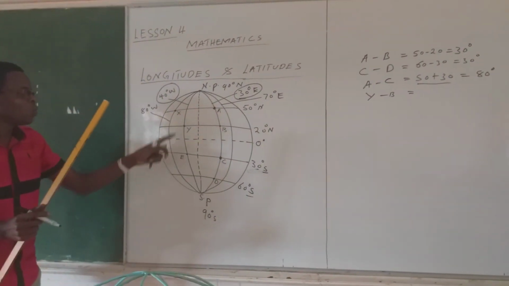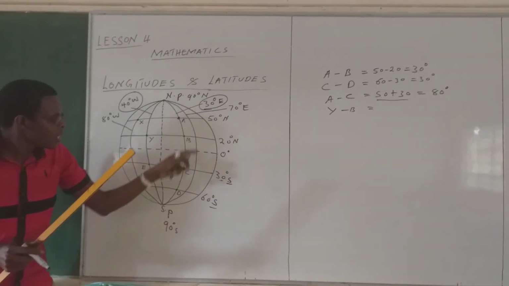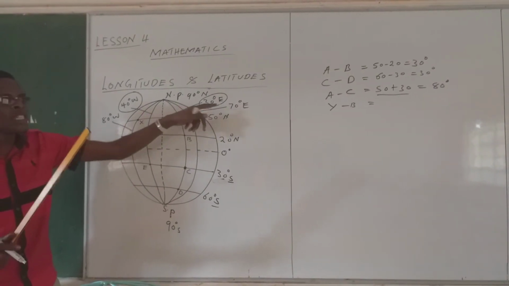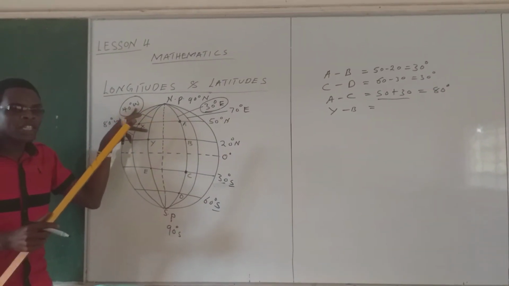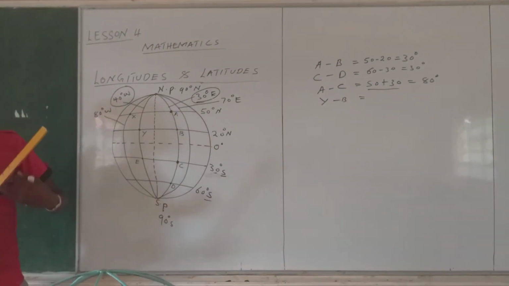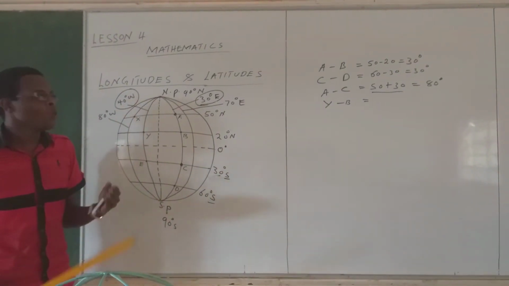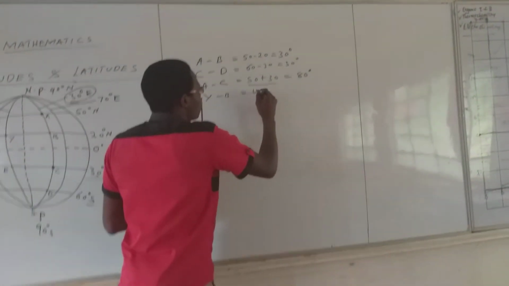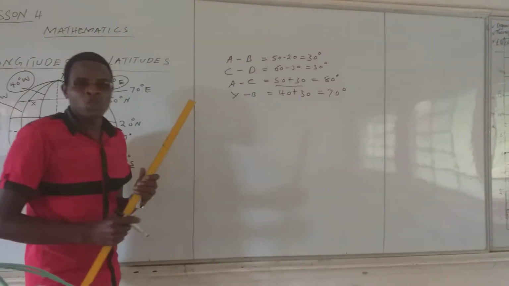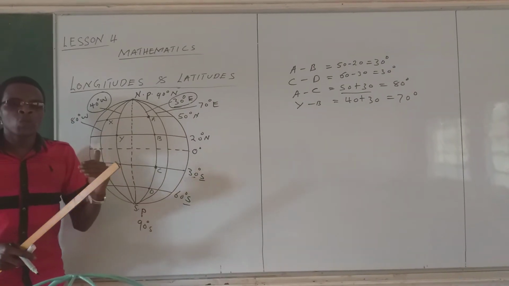We consider the longitude. This longitude is 40 degrees west. And if you consider the longitude along P, it is 30 degrees east. So since this one is 40 degrees west and this one is 30 degrees east, for us to find the degree difference between these two given points, Y and P, we are going to have 40 plus 30, which is going to give us 70 degrees. That is how we find the degree difference between two given points.